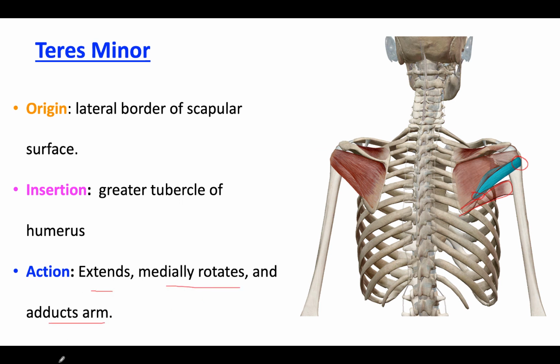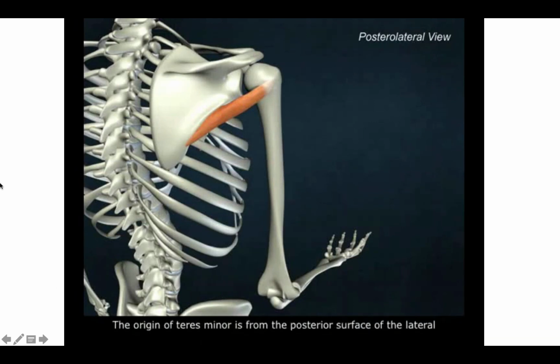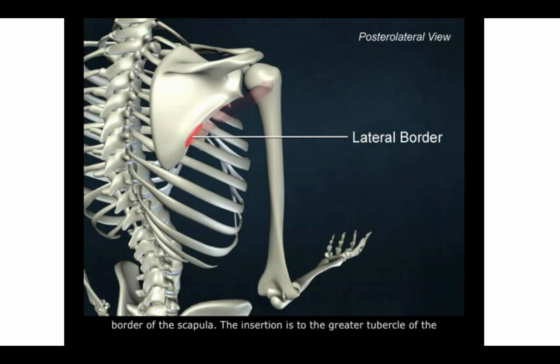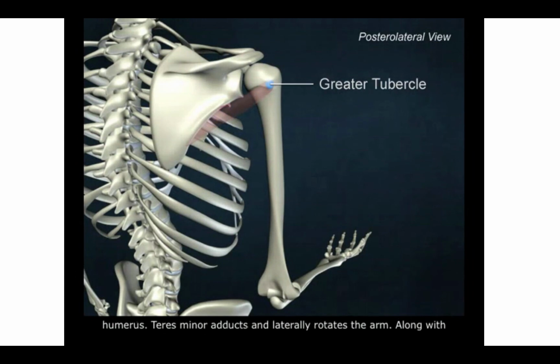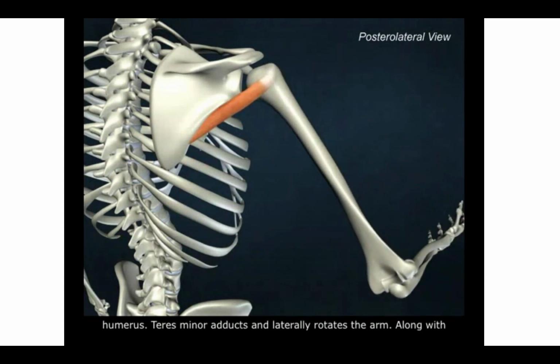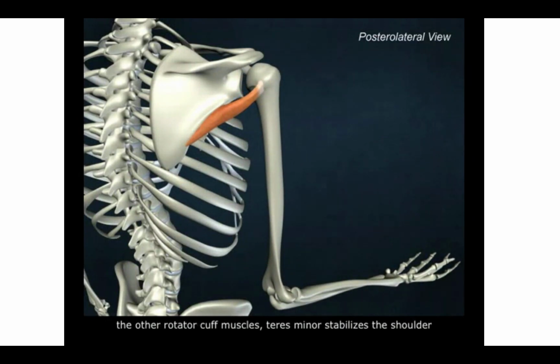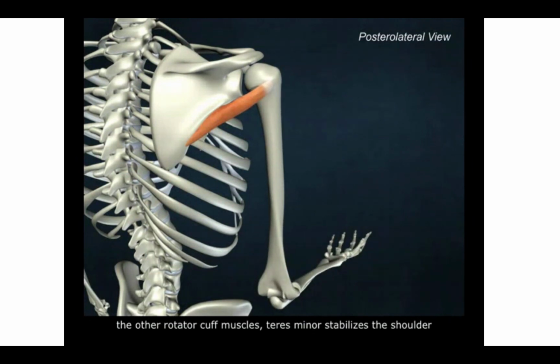The teres major and minor are going to work together in tandem to execute the same action. The origin of teres minor is from the posterior surface of the lateral border of the scapula. The insertion is to the greater tubercle of the humerus. Teres minor adducts and laterally rotates the arm. Along with the other rotator cuff muscles, teres minor stabilizes the shoulder joint. It is innervated by the axillary nerve.